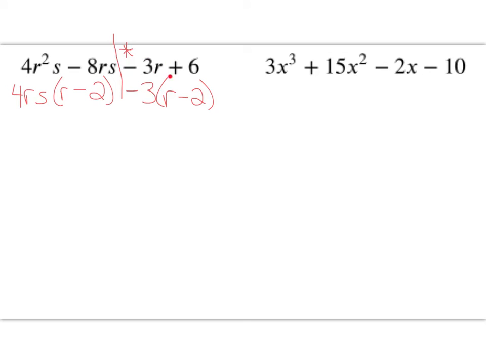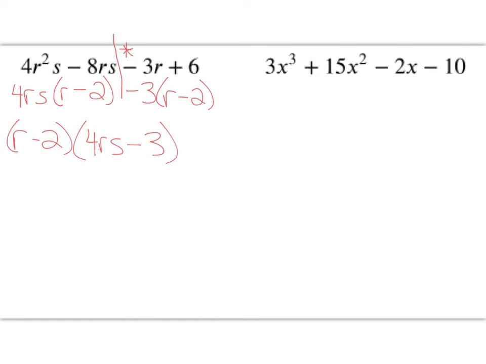Notice that if I redistributed here, negative 3 times r would be negative 3r. Negative 3 times negative 2 would be a positive 6. And that also gives me r minus 2 common to the first half and common to the second half. So I'm going to factor that r minus 2 out. Remember to put it in parentheses. When I factor it out of the first half, I'm left with 4rs. When I factor it out of the second half, I'm left with minus 3. So I end up with r minus 2 times 4rs minus 3.